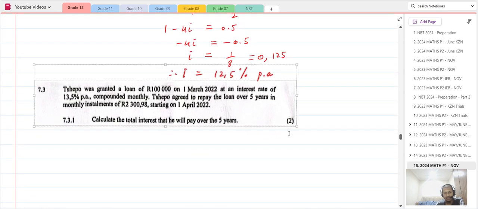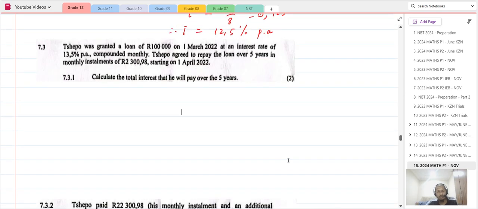Let's look at 7.3. Sepo was granted a loan of 100,000 on 1st March 2022 at an interest rate of 13.5% per annum compounded monthly. Sepo agreed to repay the loan over 5 years in monthly installments of 2,300.98 starting 1st April, so straight away.